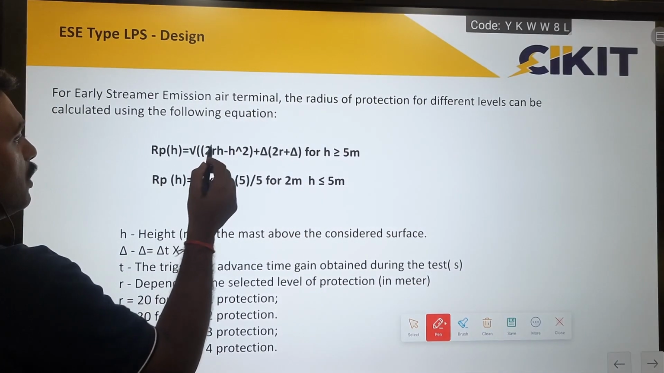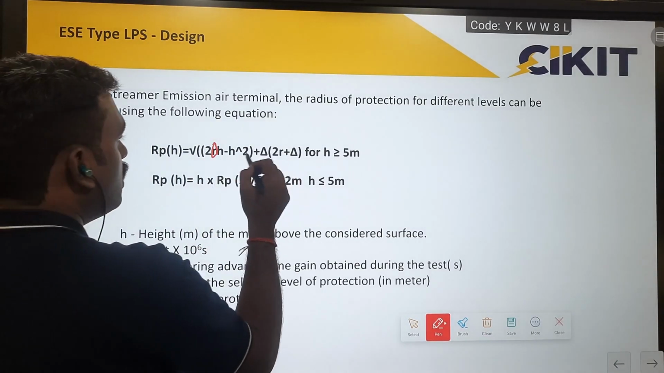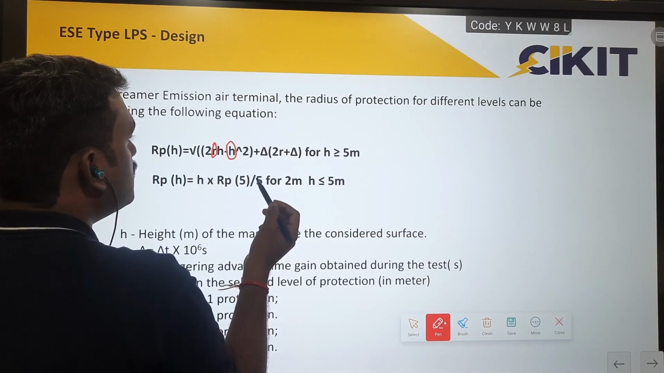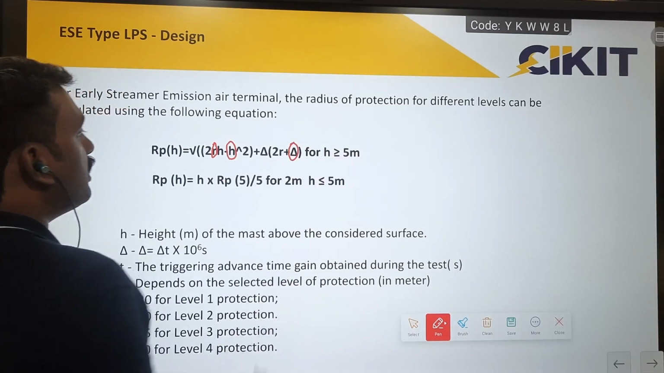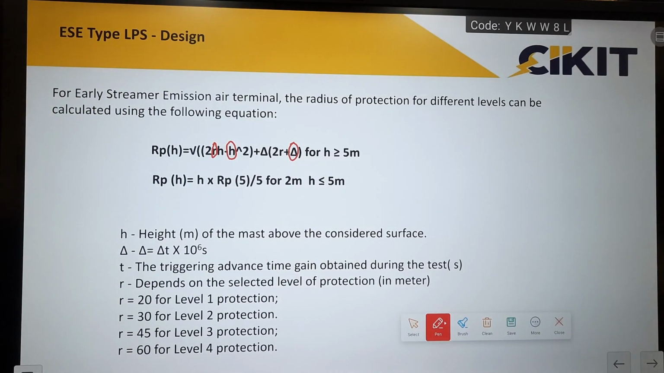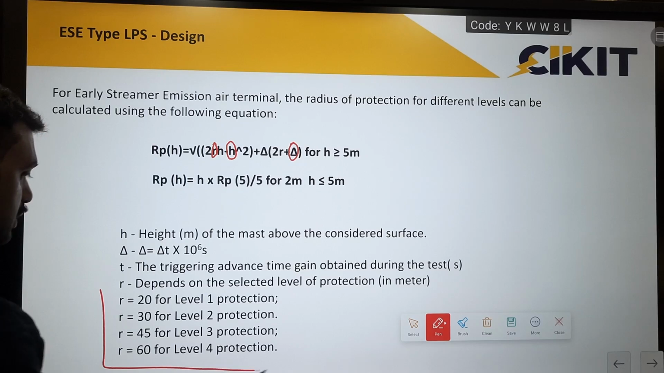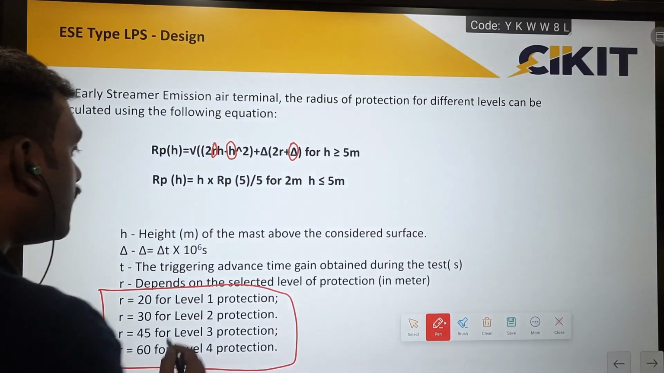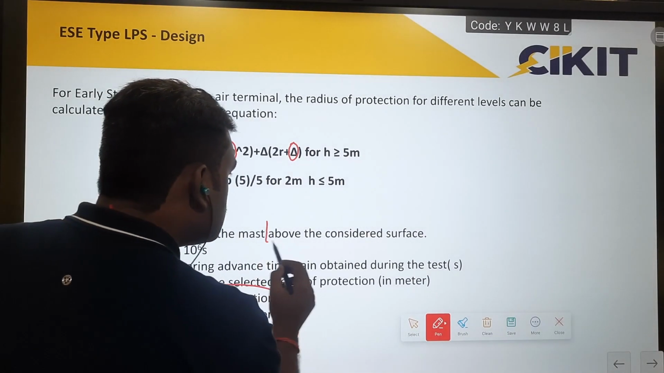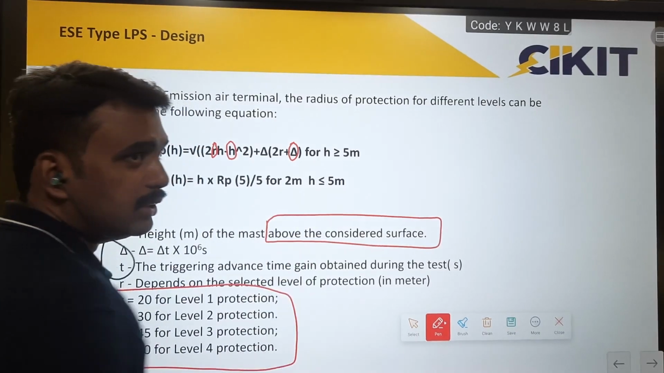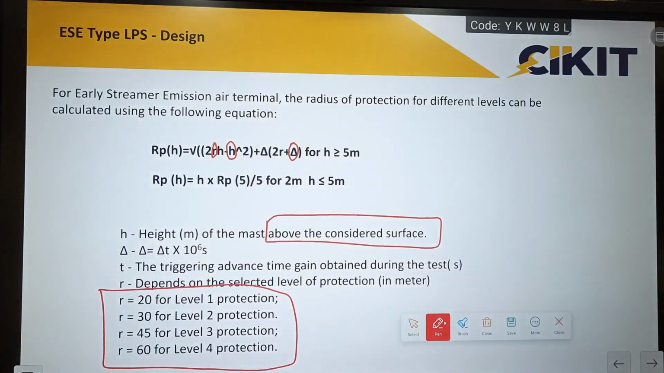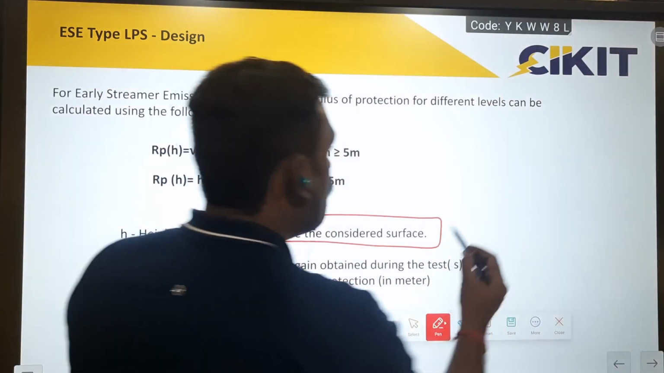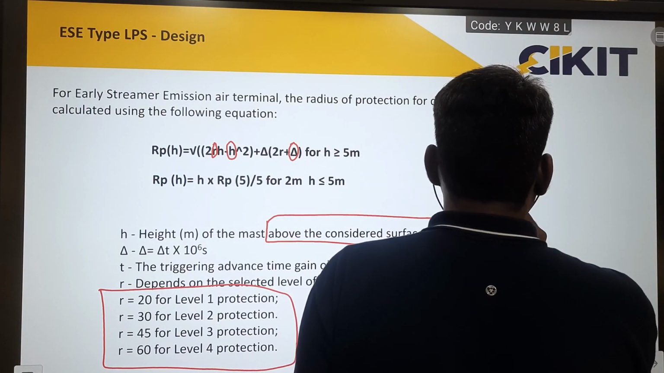If you consider this formula, there are three main parameters: one is R, the radius, another is H, the height, and the third is delta. The value of R depends upon the level of protection, so this is a constant value. The second one is the height. Here, H is the height of the mast above the considered surface. It is not the height of the mast itself, it is the height of the mast above the considered surface.